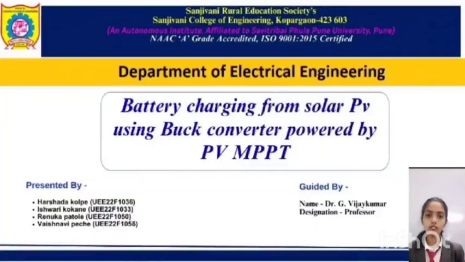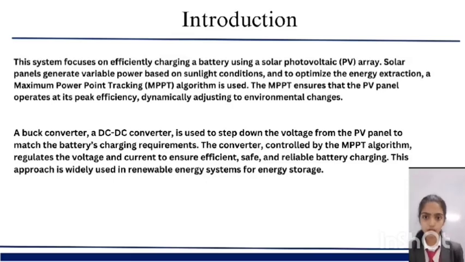Hello everyone, welcome to this video where I'll explain the simulation of charging a battery using a buck converter powered by a photovoltaic system with maximum power point tracking. Let's dive into how this system works and its key components. We are simulating a battery charging system powered by a solar panel using a buck converter. The goal is to extract the maximum power from the solar panel and use it to efficiently charge the battery.